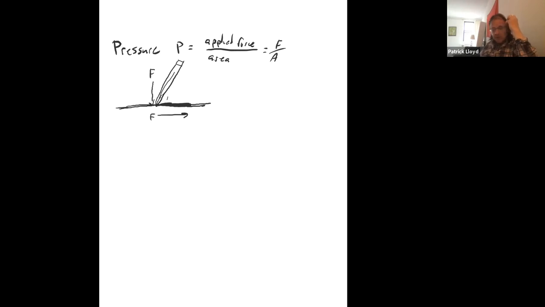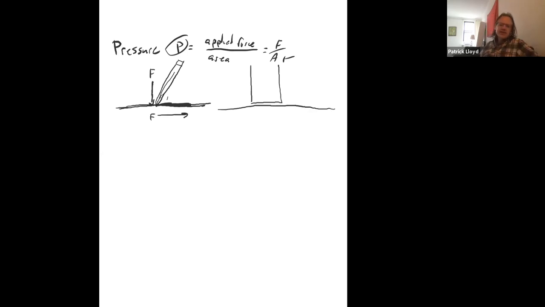Now, that's a force we're applying, right? And if you think about it, the force depends on the area, I mean, not the force, but the pressure depends on the area. Because imagine this. Imagine that I had a pencil that had a pencil lead that was like this, right? So suppose that was the pencil lead.